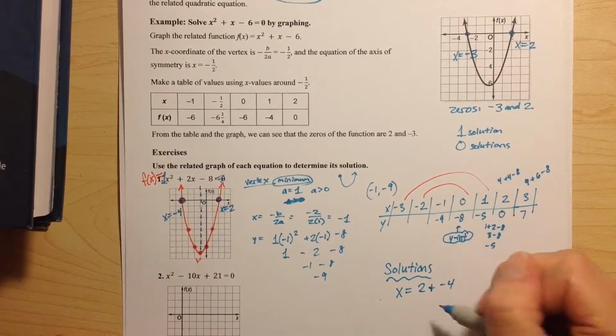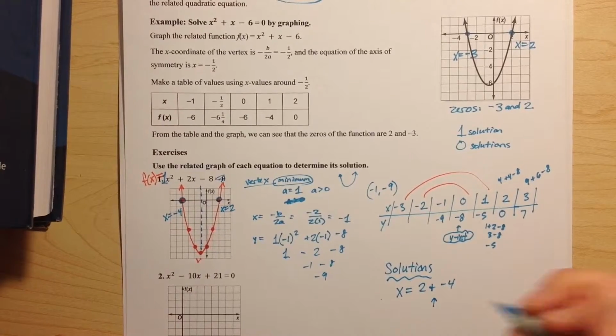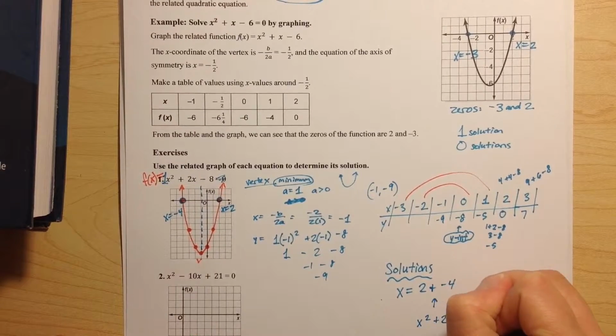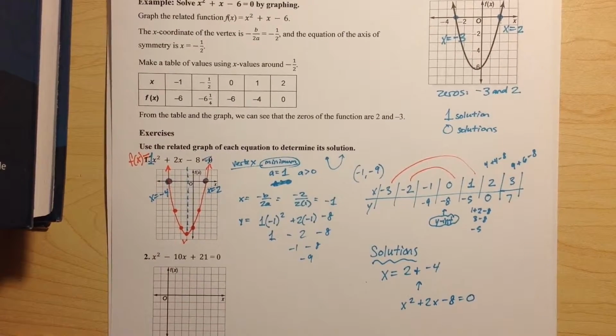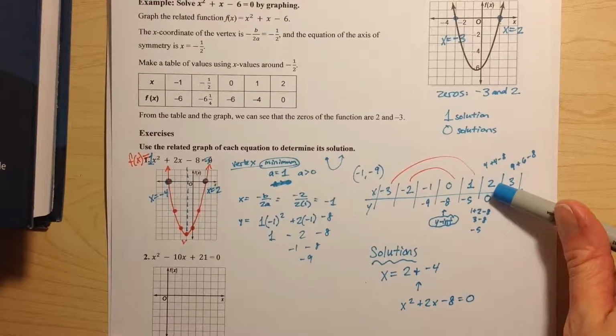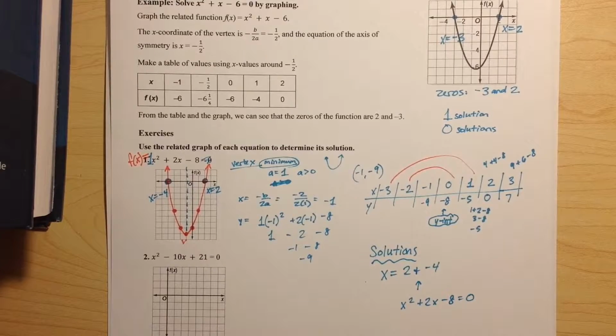And again, what that means is if I plug these into the original equation, which was x squared plus 2x minus 8 equals 0, I will get a true statement. We already saw that with 2 right here. If I plug in 2, I do get 0. Let's try it with -4 real quick, just to show it.